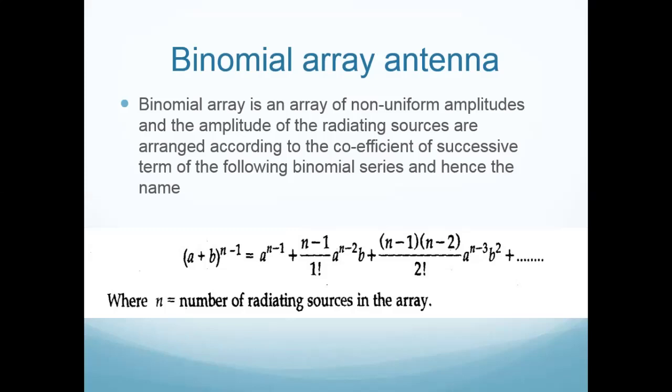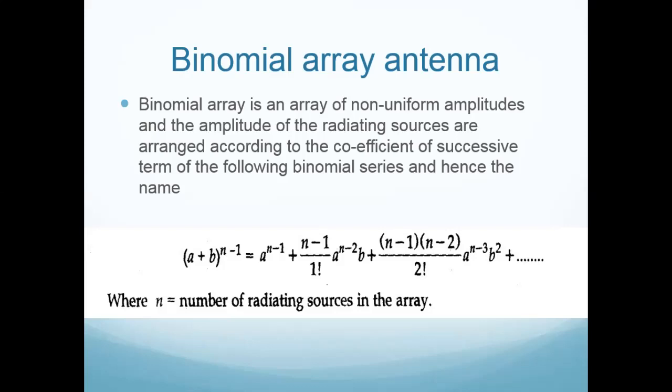The amplitudes of the radiating sources are arranged according to the coefficients of successive terms of the following binomial series, and hence the name: (A plus B) to the power of N minus 1 equals A to the power of N minus 1, plus (N minus 1) divided by 1 factorial times A to the power of N minus 2 times B, plus (N minus 1)(N minus 2) by 2 factorial times A to the power of N minus 3 times B squared, plus so on, where N is the number of radiating sources in the array.